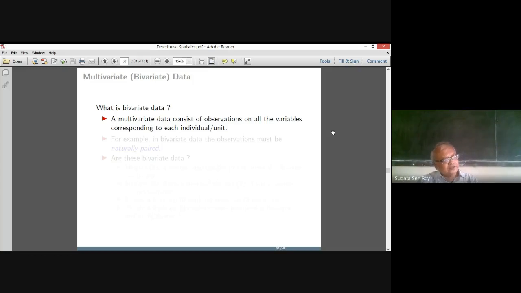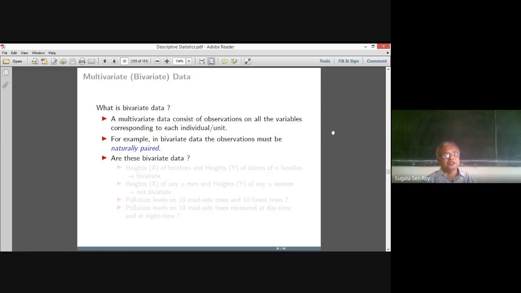Multivariate data is if you have several variables. I'll just stick to 2 variables. Multivariate data, as I said, means you have a large number of variables. Bivariate data would just be 2 variables. And it's very important because this is something that very often you go wrong with when you collect data. What is bivariate data? Bivariate data is observations which are naturally paired. That means observations that come from the same unit. Okay, let me give you some examples.